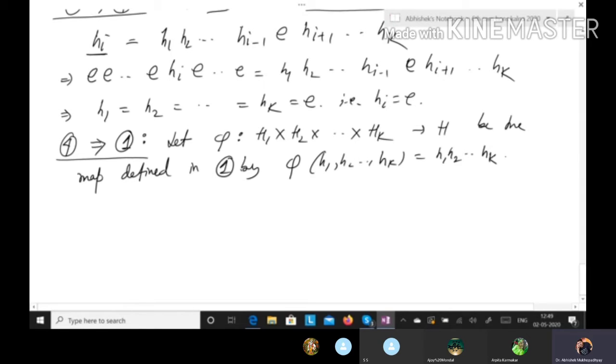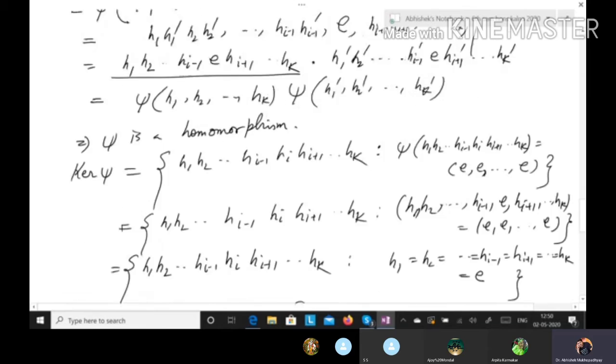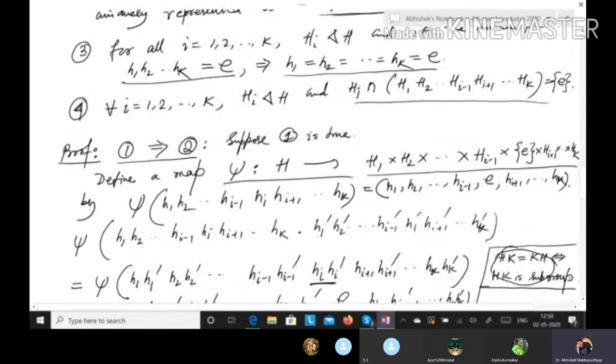So you show that this phi is an isomorphism. This phi is a homomorphism first. Why is it a homomorphism? Now using 4, what is 4? 4 says all the Hi are normal, and the common element for Hi and H1, H2, ..., Hi-1, Hi+1, ..., Hk is the identity. So this is our assumption.